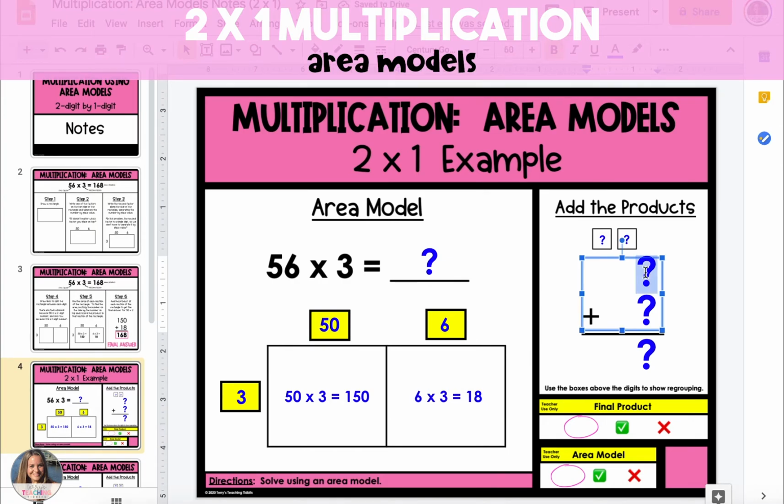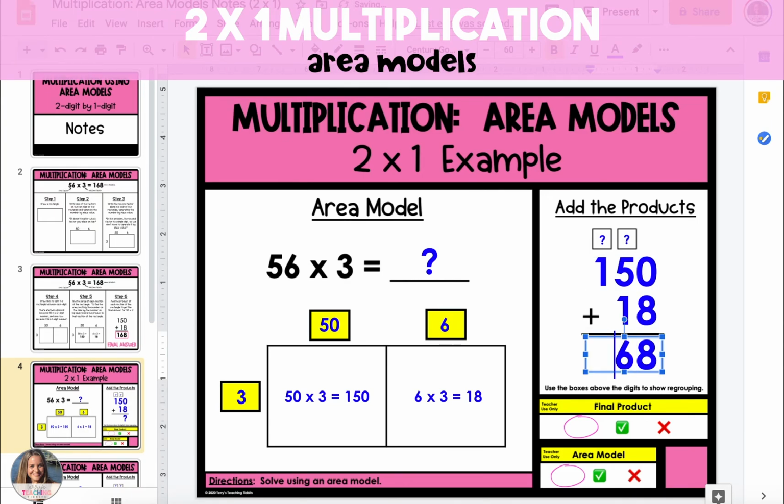And finally, we're going to take both of our products and we're going to add them together to create a final product. So 150 plus 18 is 168.